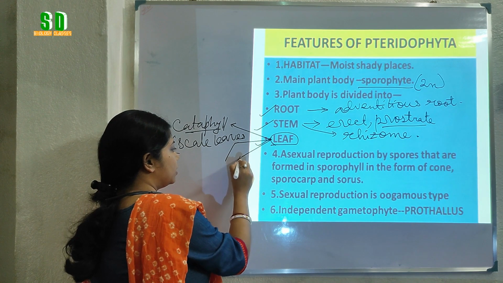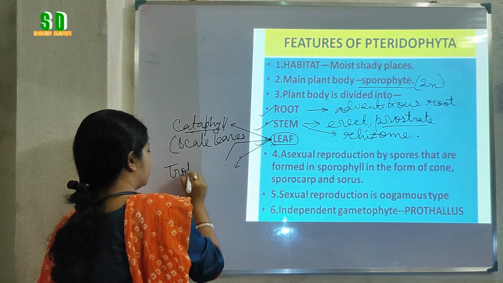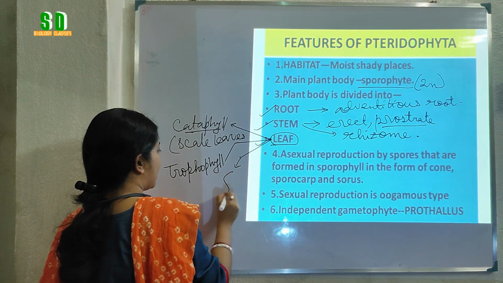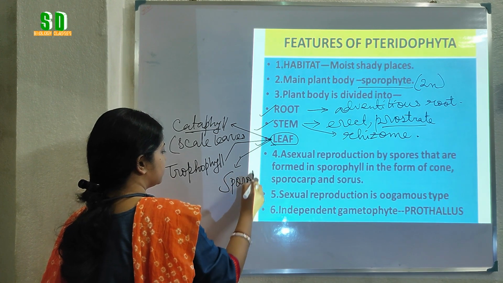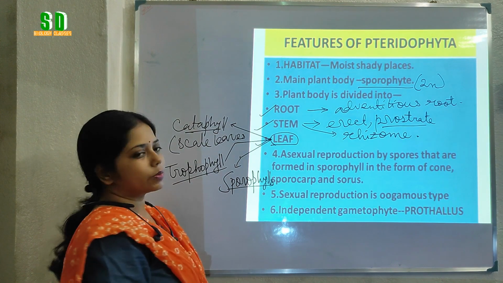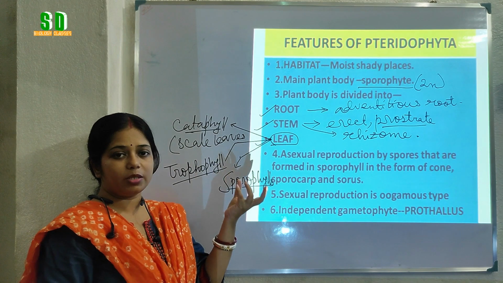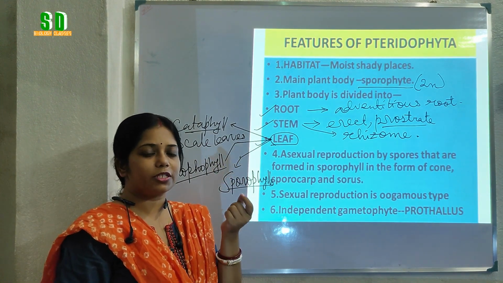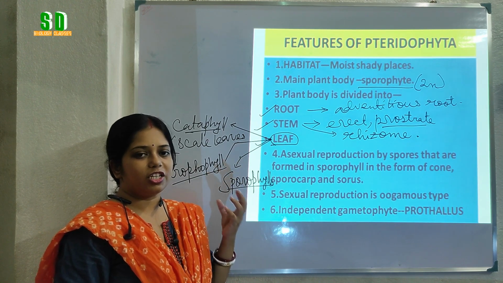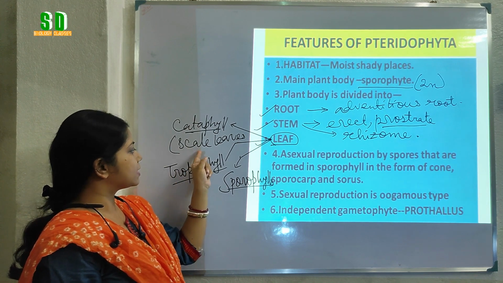And the other two types of leaf are called trophophylls and sporophylls. So the leaves are of three types. Cataphylls are the scale leaves, which have a simple membranous structure. The stems of Pteridophyta are covered with simple membranous leafy structures called cataphylls, or commonly scale leaves.